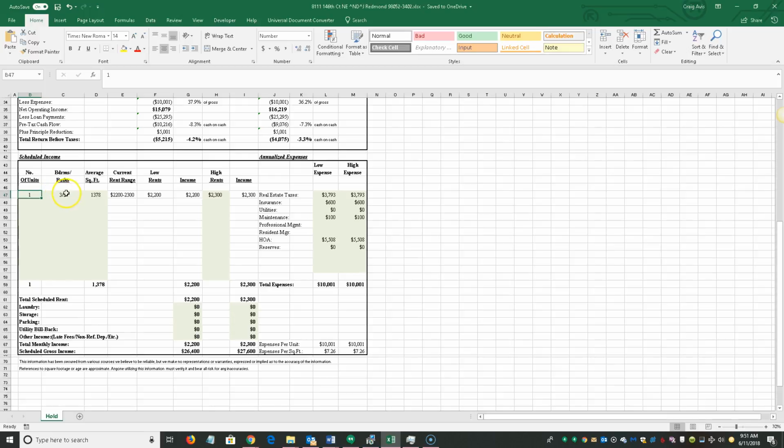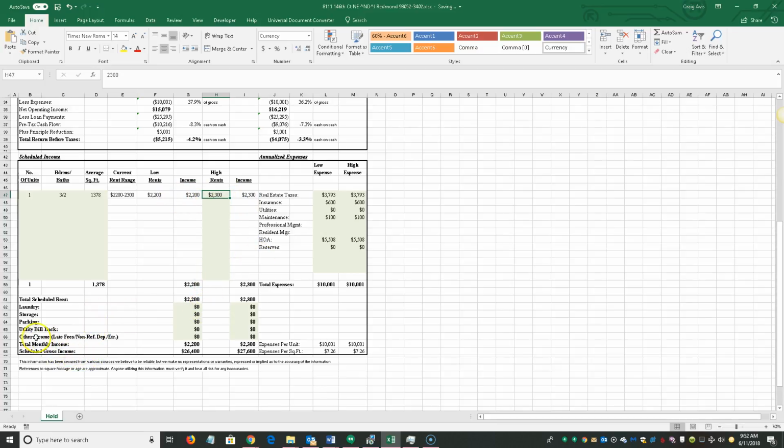So we've got a one unit. There's 3 bedrooms, 2 bathrooms, 1,378 square feet. I looked up the rent range, and we can talk more about how to do an estimate of rent later on, but for now I've just come up with about $2,300 a month for rent. So we plug in the low rent here of $2,200 and the high rent here of $2,300.